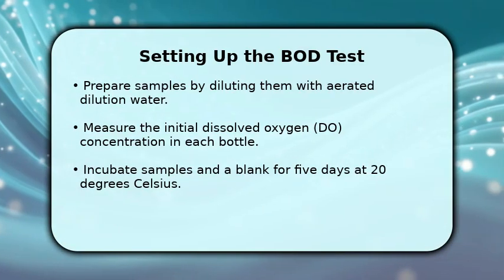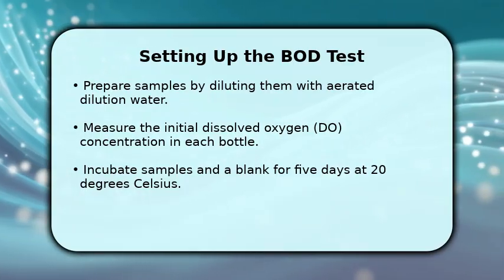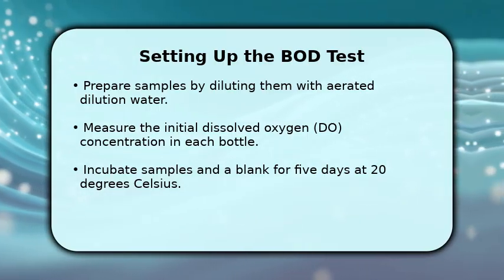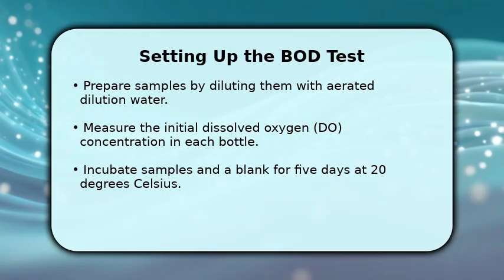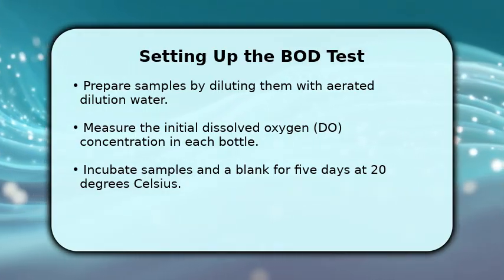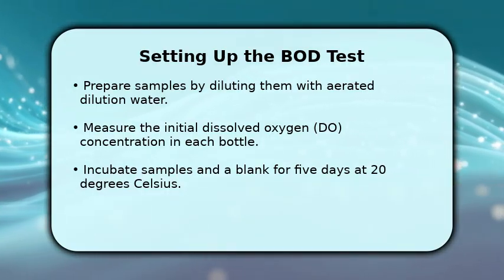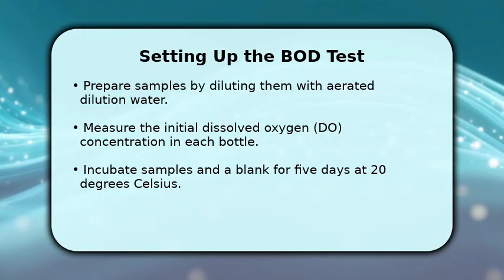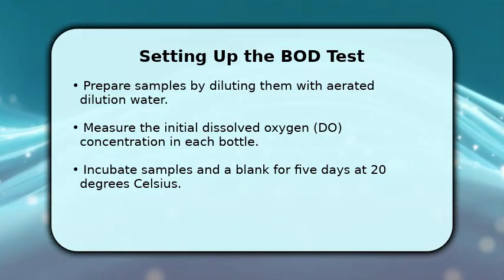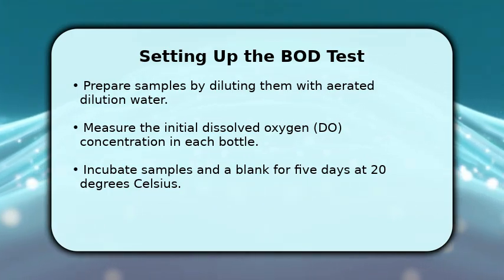To begin the BOD test, you'll need to carefully prepare your samples. This involves diluting your water sample with aerated dilution water in specific BOD bottles. Next, measure the initial dissolved oxygen, or DO, concentration in each prepared bottle immediately after preparation. It's also important to prepare a blank containing only dilution water. All samples and the blank are then incubated for 5 days at a constant temperature of 20 degrees Celsius.